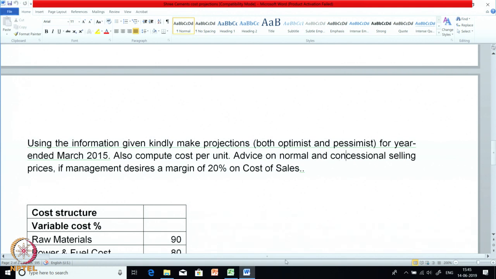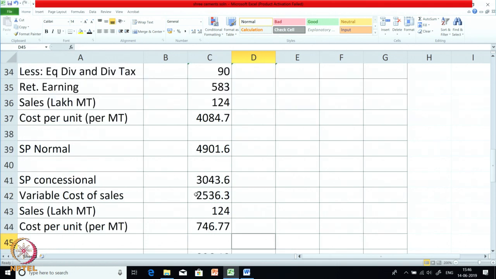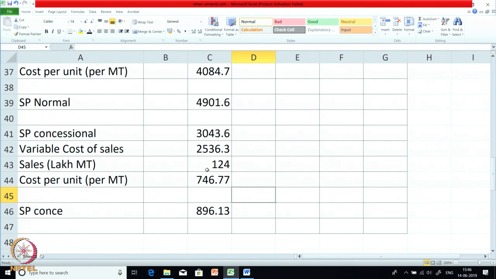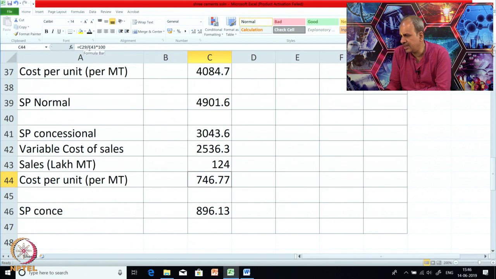Okay. So, as for this question, they have asked us to calculate for 2015, but first we have done it for 14. Now, if you consider the sale per lakh metric ton of 124, these were the total figures in rupees crores. Cost per unit will be 746, and so concessional price, which is 20%, comes to 896 per metric ton. This is the final answer. Are you getting it? How is this 746 calculated? Just observe it, it is 29 by 43.